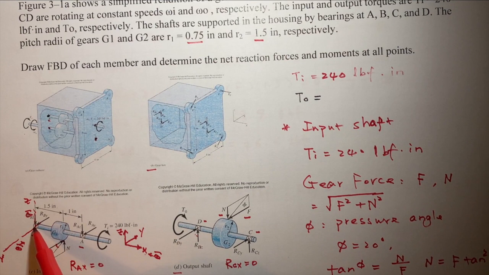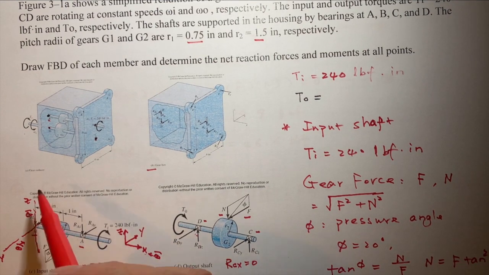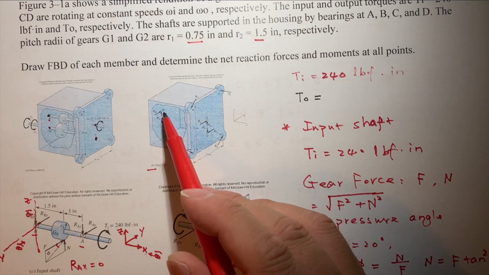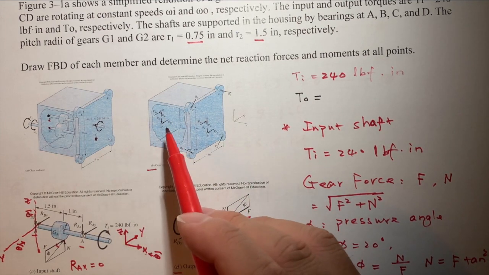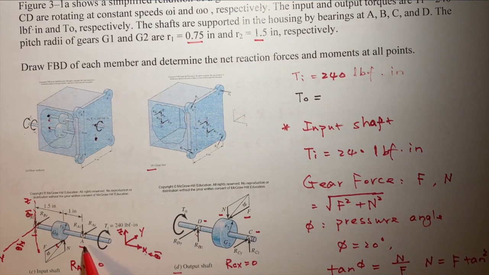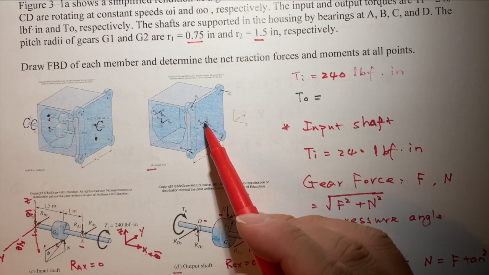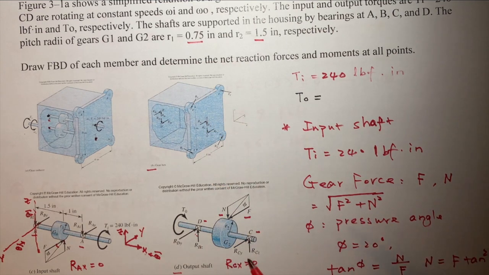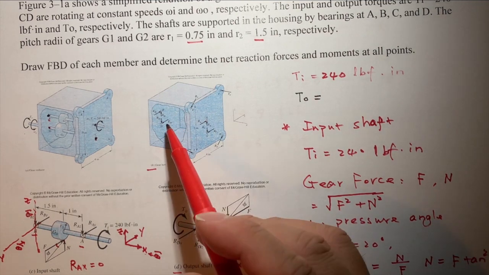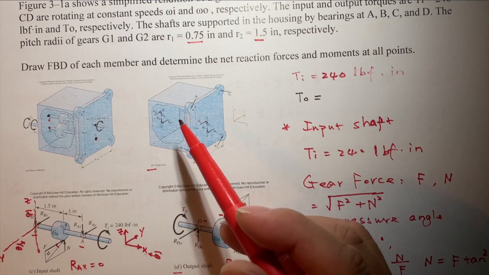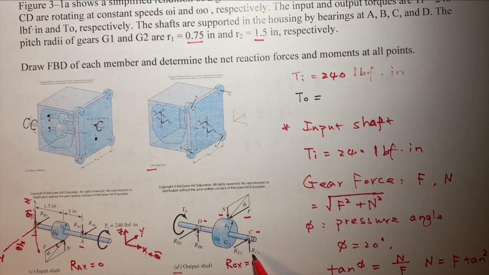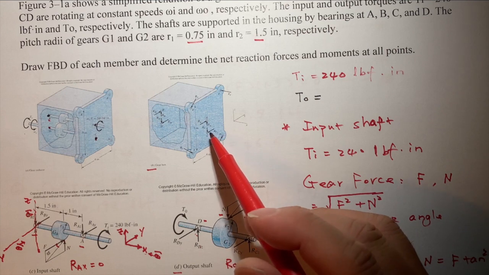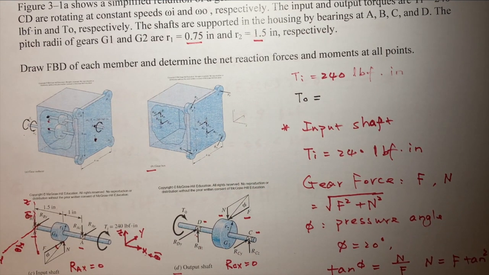So let's look at B. We have RBY, RBZ. So therefore here we have RBY, RBZ, just opposite direction, action-reaction force. Look at A, we have RAZ, RAY, and here we have RAZ, RAY, action-reaction force. And output shafts at D, we have RDY, RDZ. Here we have our DY, our DZ, and C we have our CY, our CZ. Right. Action-reaction force.